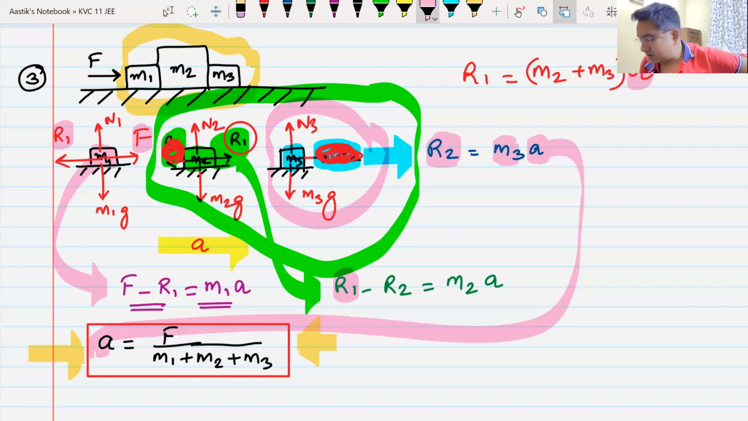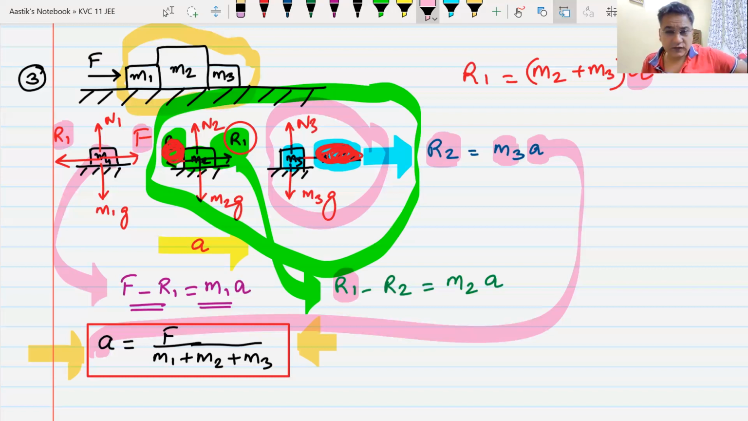Do we understand this, or has this gone above your head? See, I've told you the actual procedure. This is the actual procedure. But if you are smart enough, JEE is about doing things fast. If you are smart enough, you can do this question quickly without writing all these equations. Do we understand this?